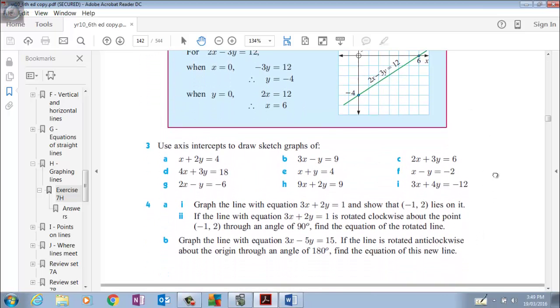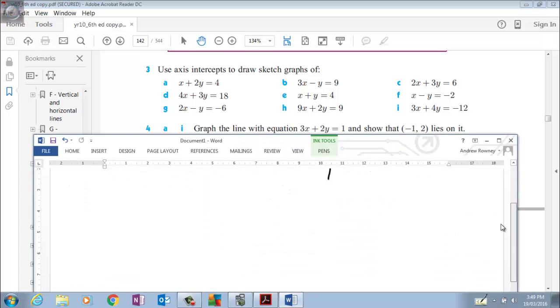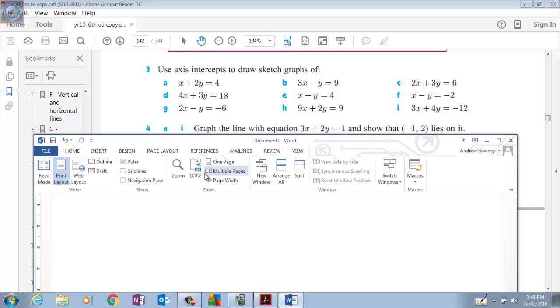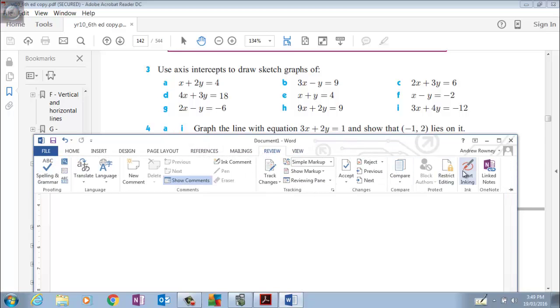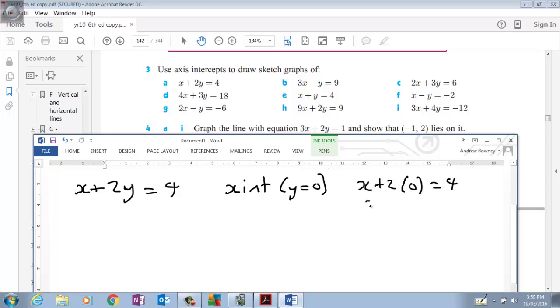So I'll do one from question 3. So we've got x plus 2y equals 4. Now to get the x-intercept, we need to put in y equals 0. If you put in y equals 0, it'll be x plus 2 times 0 equals 4. 2 times 0 is 0, so x equals 4. So it's got to cut the x-axis at 4.